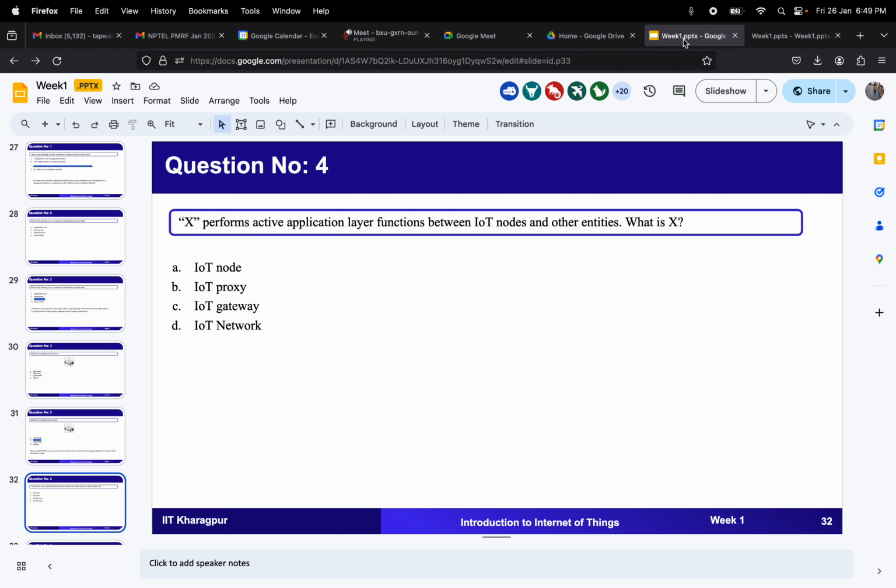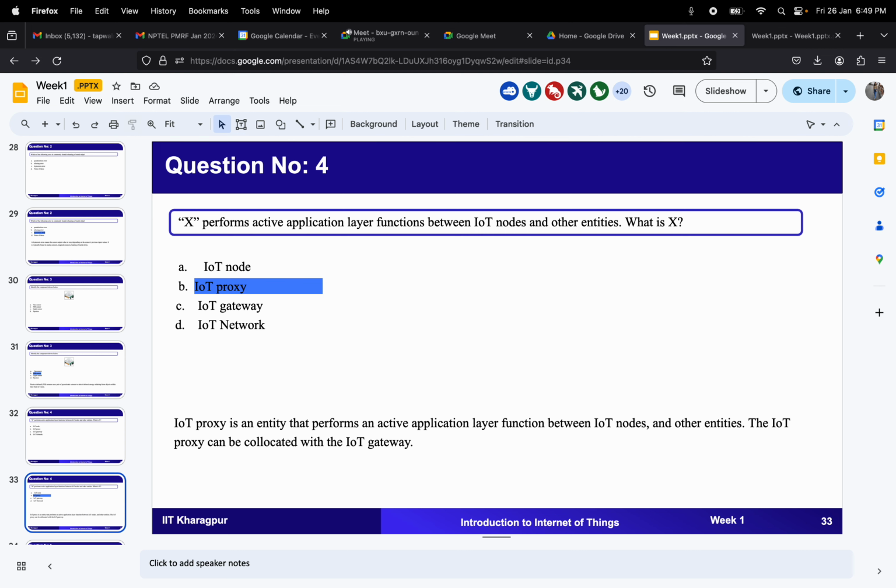IoT proxy. IoT proxy. Okay. IoT proxy is what I believe. Yes, it is IoT proxy. So basically, IoT proxy is an entity that performs the proxy function. Right. IoT proxy is the correct option.